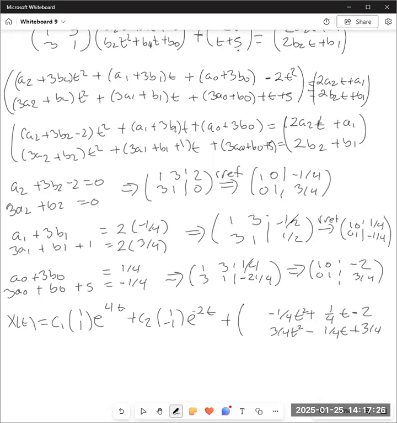So let me just check that. -1/4 t squared plus 1/4 t minus 2 in the top. And I can split those up, or I can leave it like this. 3/4 t squared minus 1/4 t plus 3/4. The book is going to have it written like this.